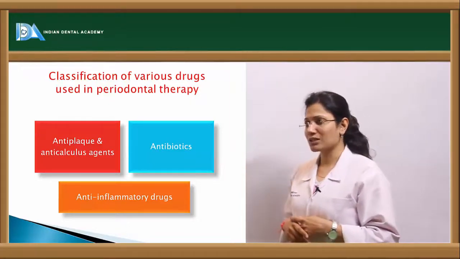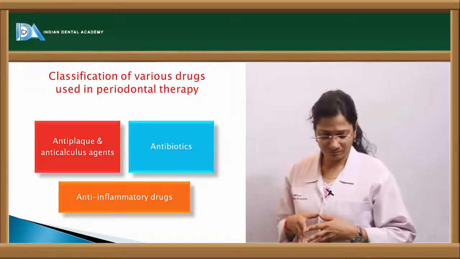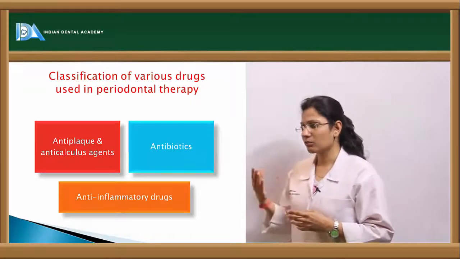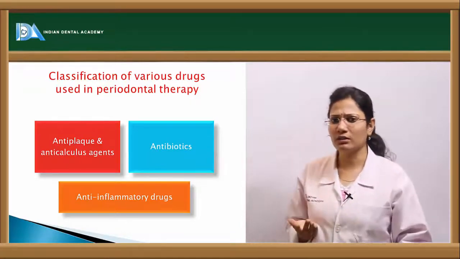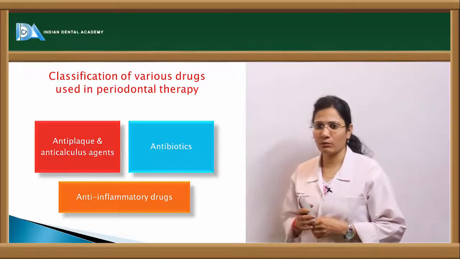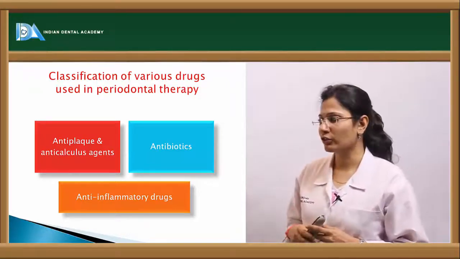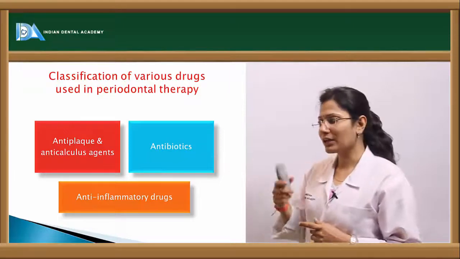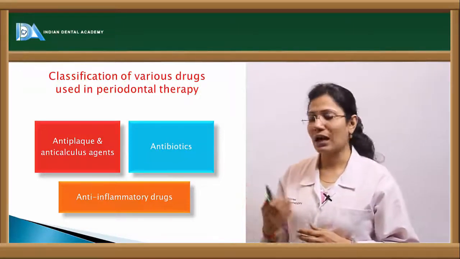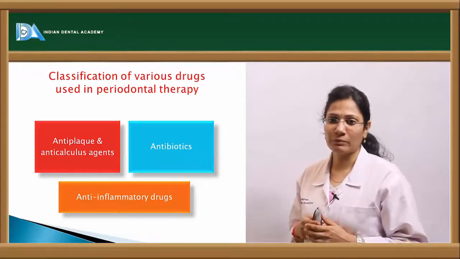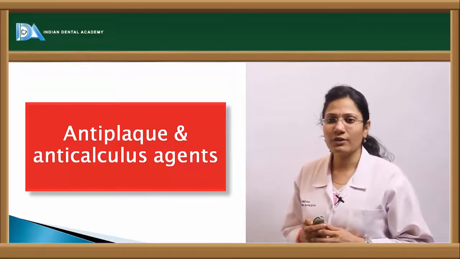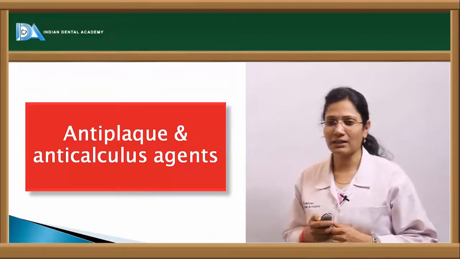Apart from being incorporated just for reducing the load of bacteria, they've also been incorporated to modulate a bit of the host response. Let's classify the groups of drugs that are used for periodontal therapy. You can classify them as anti-plaque agents or anti-calculus agents, then antibiotics, and the last group will be anti-inflammatory drugs. Now let's go through each of these in detail. First, the anti-plaque agents and anti-calculus agents.